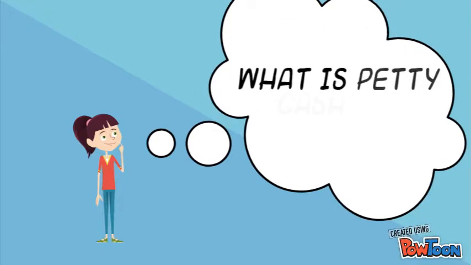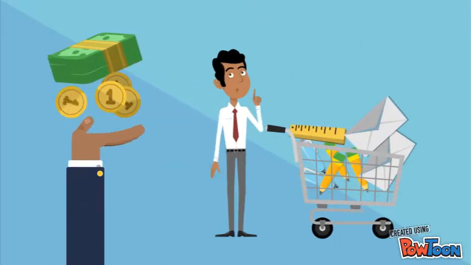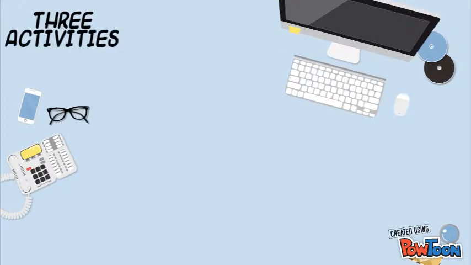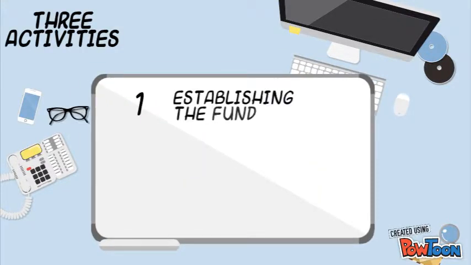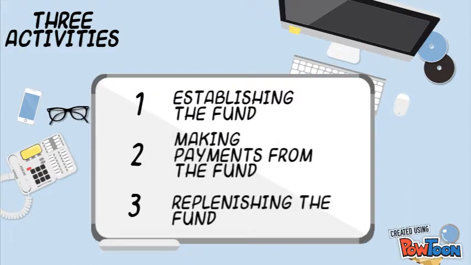What is Petty Cash Fund? Well, Petty Cash Fund is an amount of cash kept on hand to pay for minor expenditures. The amount of cash varies across companies. There are three activities involved with Petty Cash Fund. Firstly, establishing the fund. Secondly, making payments from the fund. And thirdly, replenishing the fund.